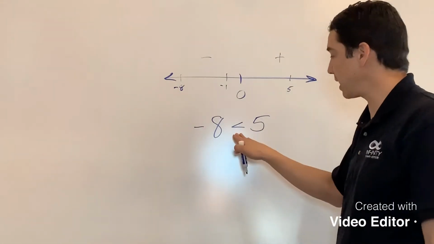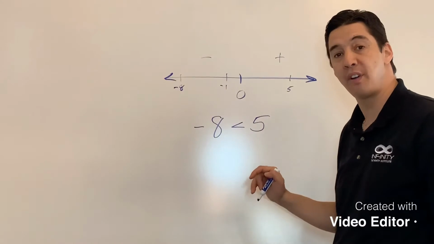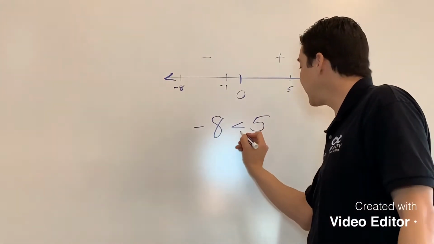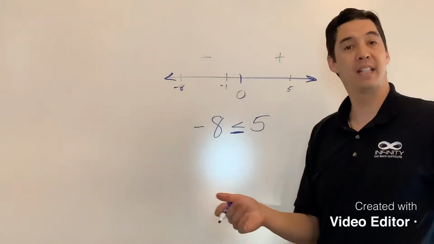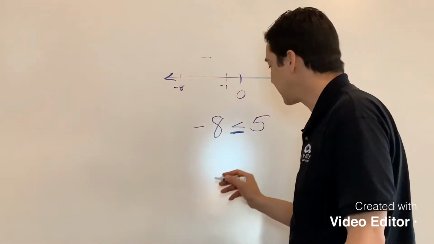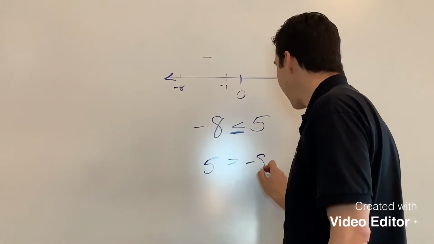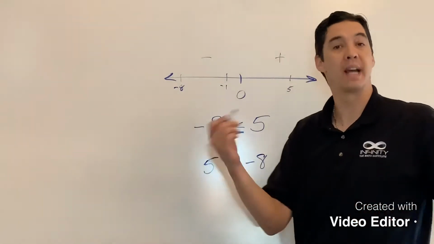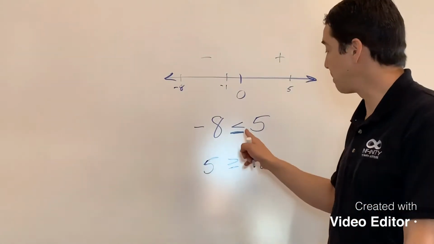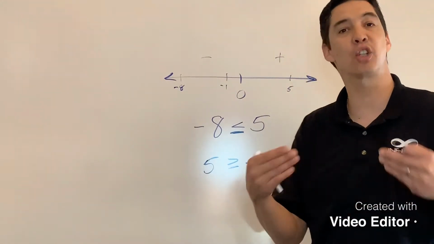Either way, you have to understand this. -8 is less than 5, or -8 is less than or equal to 5. Either one of those would be true. At the same token, 5 is greater than -8, or 5 is greater than or equal to -8. Just remember, if it's pointing to the left, it's a less than sign. If it's pointing to the right, it's a greater than sign.